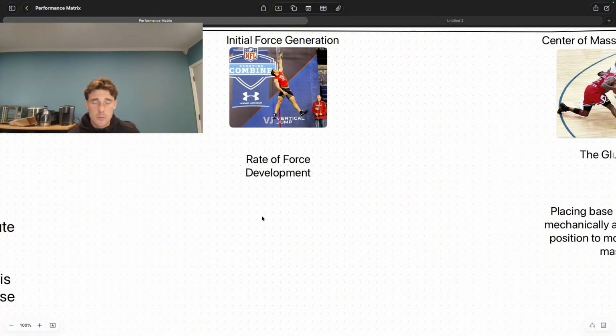If you have the most absolute strength in the world, a 1,000-pound squat, it doesn't matter. It's irrelevant if you can't produce that force fast. That is why we focus on the vertical leap as our gold standard of testing initial force generation. If you can jump higher, you have a high ability to run faster.